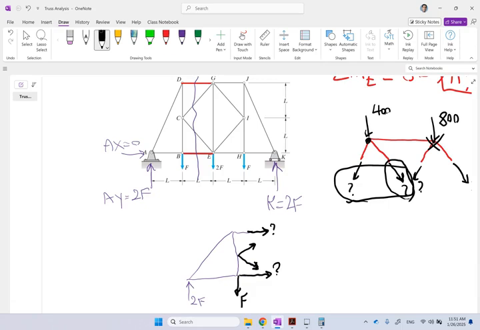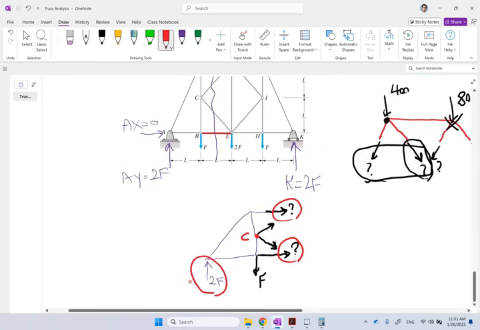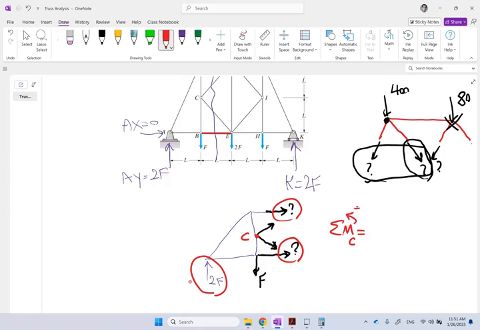Well, guess what? If I, in this case, take a moment about this point C, which 2 forces will show up in it? Or 3 forces? This one does, this one does, these 2 will vanish, this F passes through, it will vanish, and this external one. So some moment about C will bring in these 2 unknowns in it. So let's do it, and let's do counterclockwise positive.